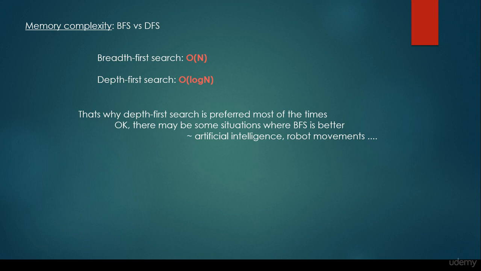Why? Because breadth-first search is going to discover the local environment, because it goes layer by layer. Depth-first search, on the other hand, is going to go as far as possible from the given point, and that's why for a robot movement it's not going to be feasible. So sometimes breadth-first search is preferred, sometimes depth-first search, but we have to know that depth-first search has an average better memory complexity with O(log n).